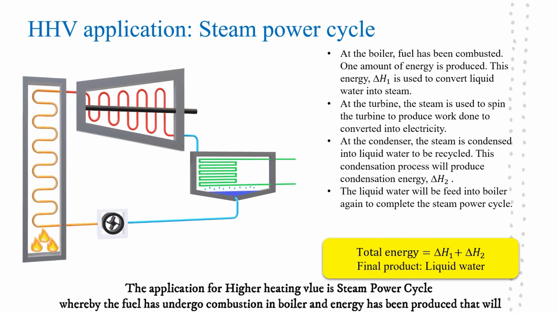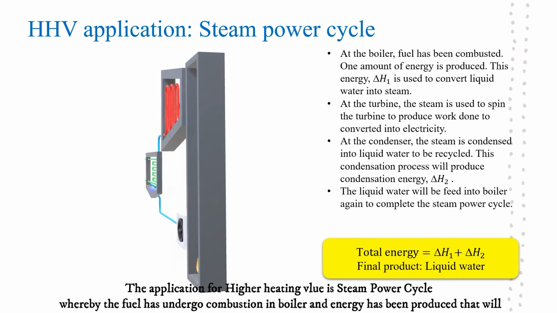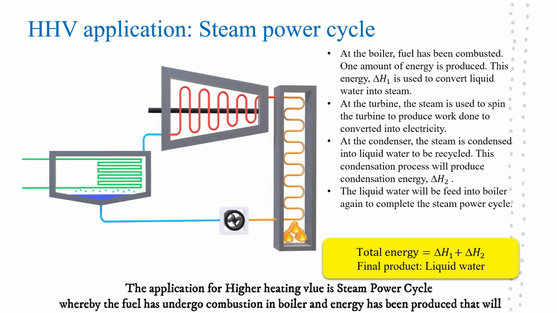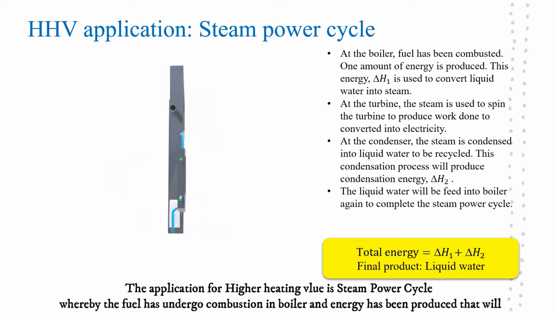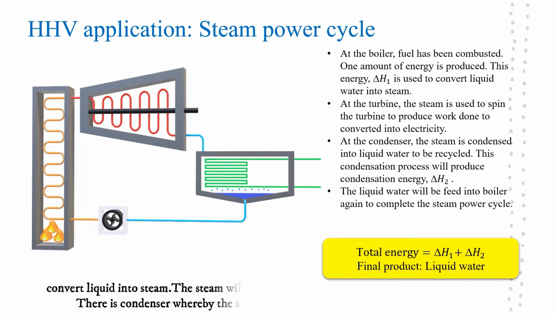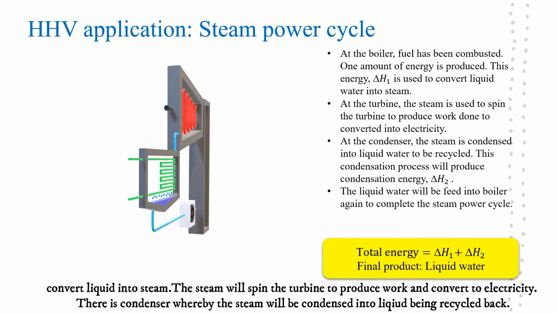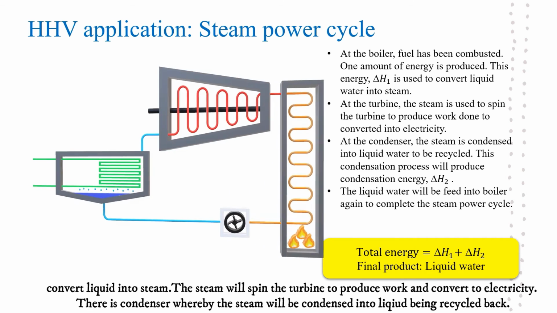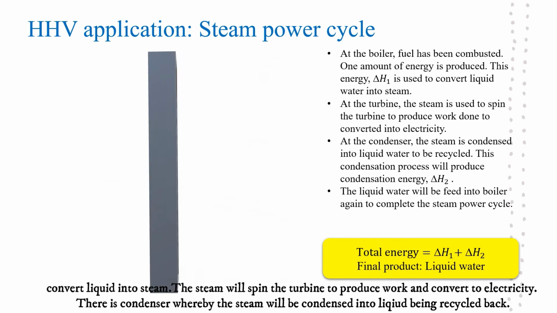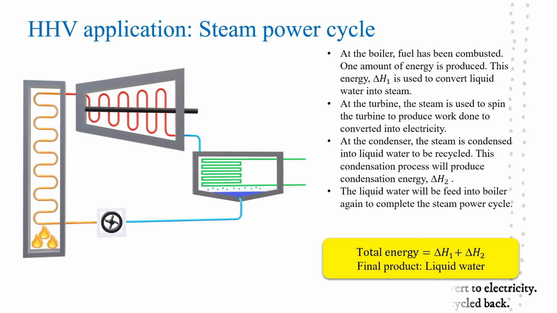The application for higher heating value is the steam power cycle, whereby the fuel undergoes combustion in a boiler and energy is produced that will convert liquid into steam. The steam will spin the turbine to produce work, which is converted to electricity. There is a condenser whereby the steam is condensed into liquid and recycled back.